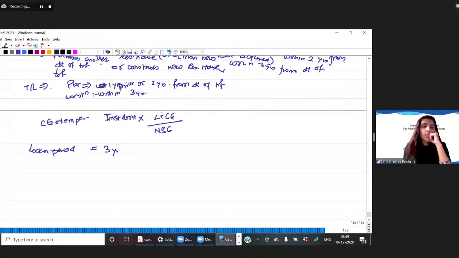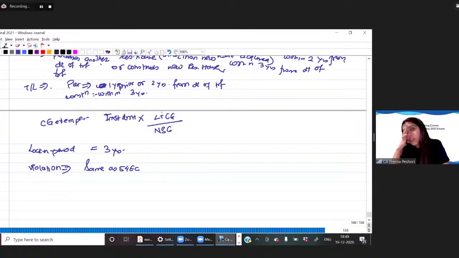Three years is the lock-in period here. For violation, same as 54EC. What did 54EC violation say? That if the asset is sold within 3 years, then the capital gain amount exempted earlier will be taxed as long-term capital gain in the year of violation. Clear? Any doubts till now? Did you understand till now?